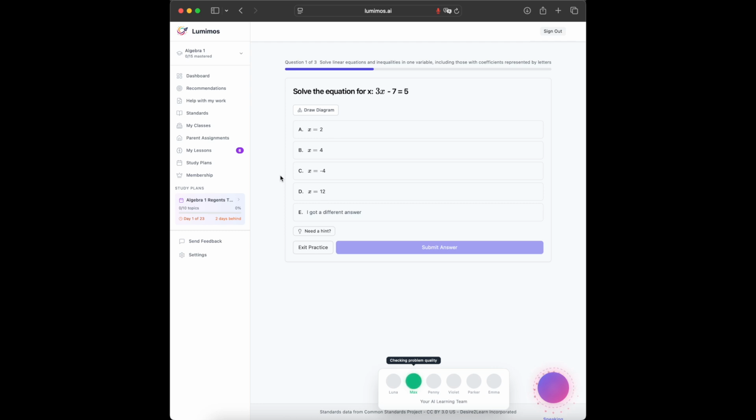Perfect. I can see the problem. Solve the equation for x. 3x minus 7 equals 5. Want to work through this together step by step? Or do you want to try it on your own first? Yes, let's go through it step by step.